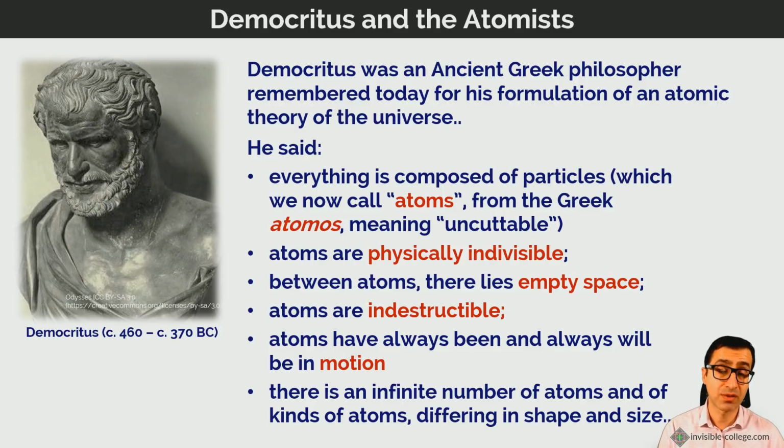Tomos means to cut or to divide, and when you prefix a word with a in Greek, it means not that thing, or the opposite of that thing. So atomos would mean the indivisible one or the uncuttable one.